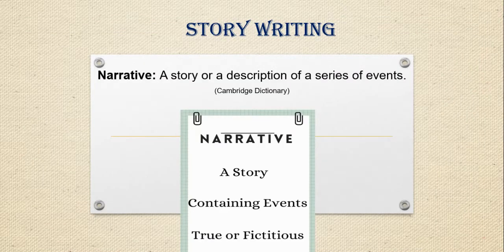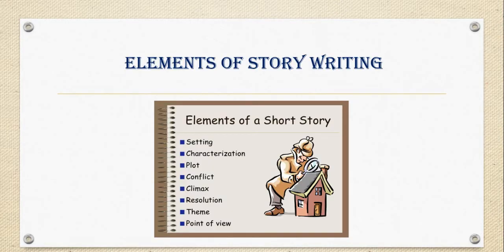A narrative or a story is a description of a series of events. The events can be based on certain facts, or they can all be made up or fictitious. The main elements of story writing, as you're already familiar with, are setting, characterization, plot, conflict, climax, resolution, theme, and point of view.